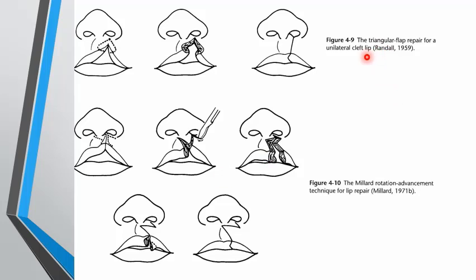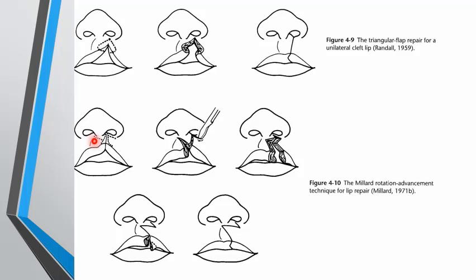Here, in the triangular flap, the Tennison-Randall flap, he opened the defect in the shape of a triangle like this, and he straightened it like this to close the defect. The Millard rotation advancement flap, the most commonly used operation worldwide to repair the cleft lip, is as follows. At first, it's called a rotation advancement flap. This means that we have a rotation flap from the non-cleft side, and an advancement flap from here, from the cleft side.